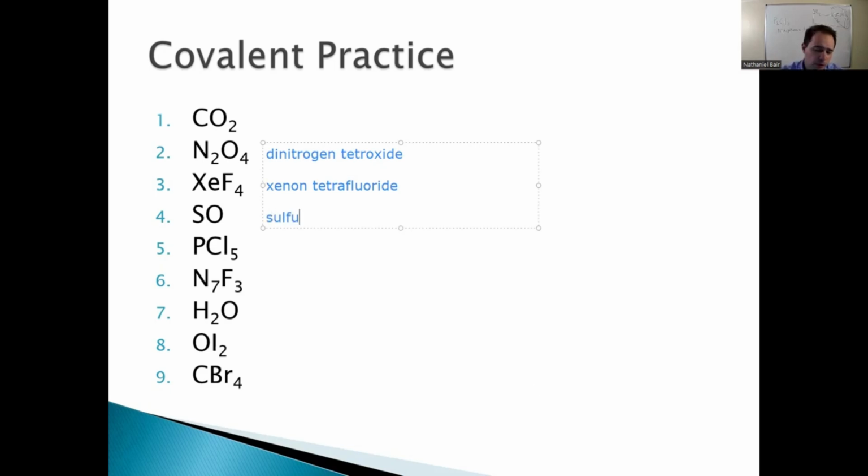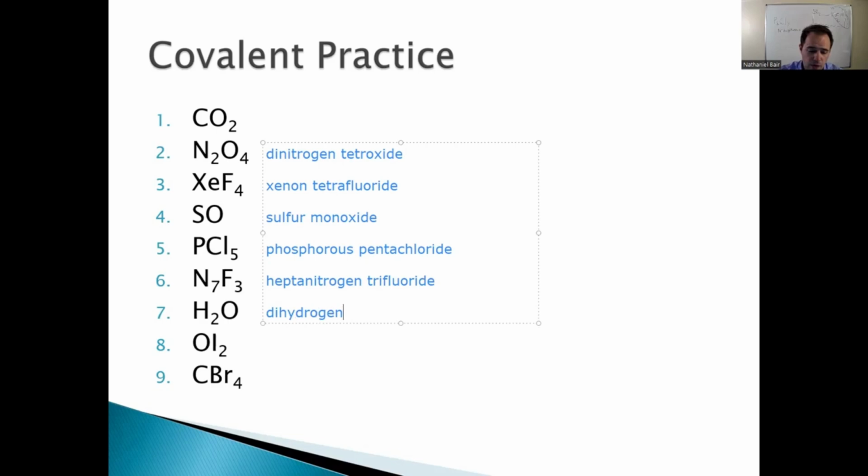Number 4 is sulfur monoxide. Number 5, phosphorus pentachloride. Number 6, heptanitrogen trifluoride. Number 7, dihydrogen monoxide, but I just call it water.